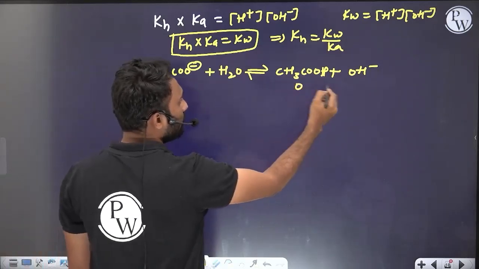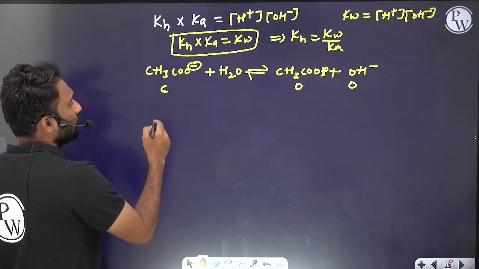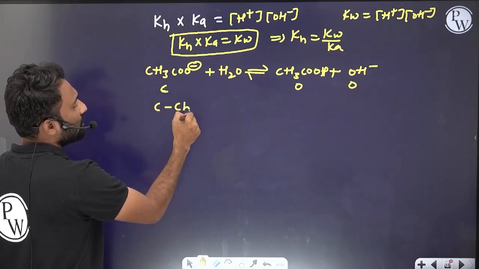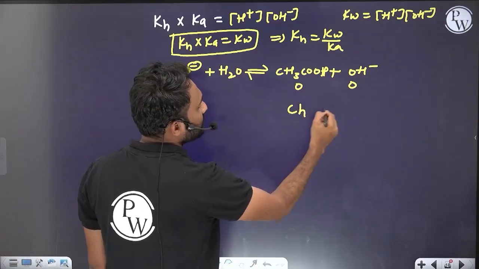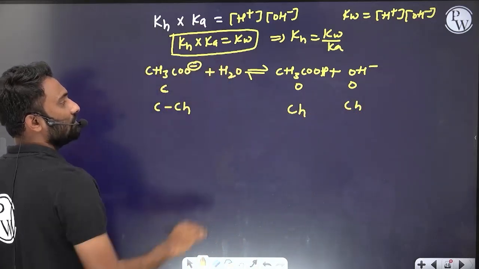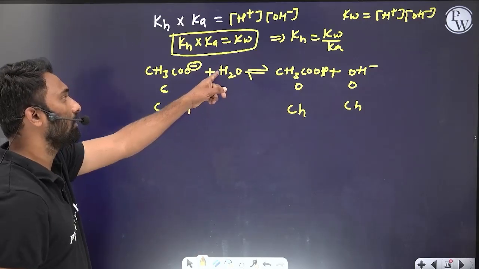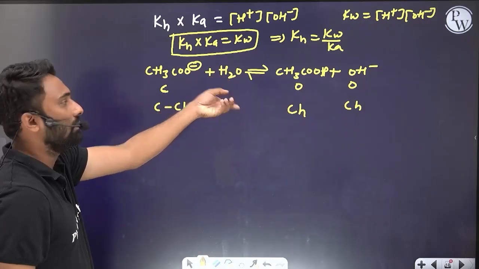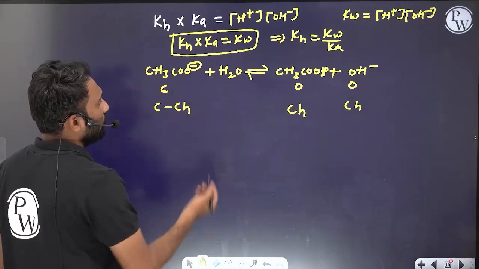Now here, 0. From C, Ch concentration has been dissociated. Now here, Ch and Ch will be formed. Here, why am I not taking the concentration of H2O? Because the concentration of a pure liquid is equal to 1. That's the reason I am not taking it.